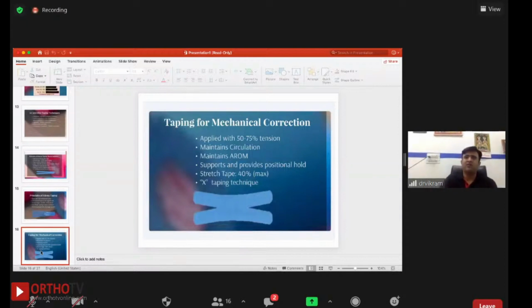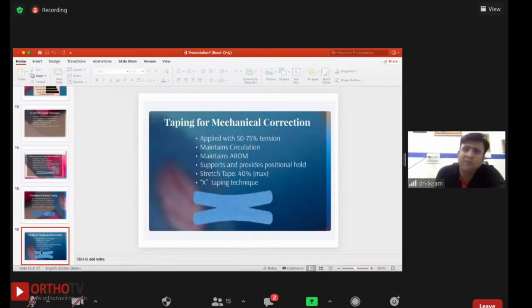Taping for mechanical correction. When we want to stabilize the joint, we use this. Tape, we have applied 50 to 75% tension. Hold, maintain, put it. There should be zero tension over here. Hold it and put it. And there should be no tension at the end, but over here 50 to 75% tension. Maintains the circulation, maintains the range of motion, and supports and provides positional hold.